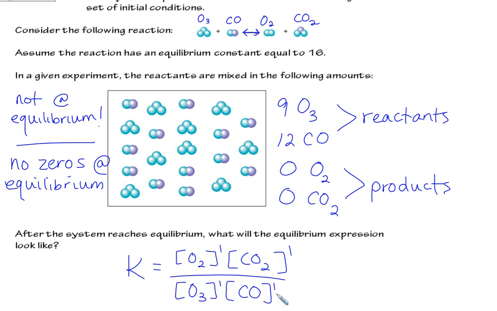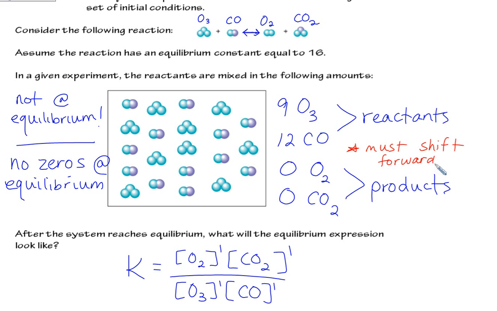But again, I can tell that with the given amounts, we are not at equilibrium, because this thing needs to have some products. We have to go forward and make products. Okay, so let's see what we can do. Let's make a little note of that. This thing must shift forward.